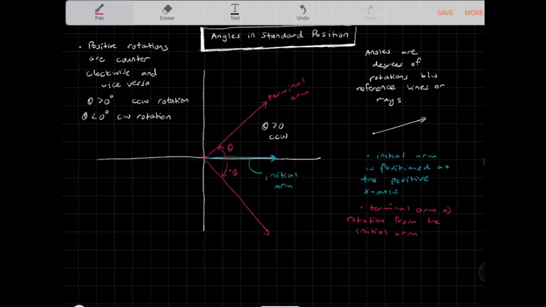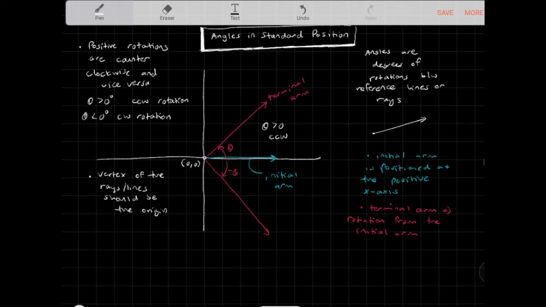So we know that for angles in standard form, there's an initial arm that's located on the positive x-axis. It's our reference point, and we are associating this with a terminal arm. The other thing to note about standard form is that the vertex of the two rays or lines should be the origin. A vertex is basically where two lines or rays meet. The vertex here is the origin, which is 0 and 0.